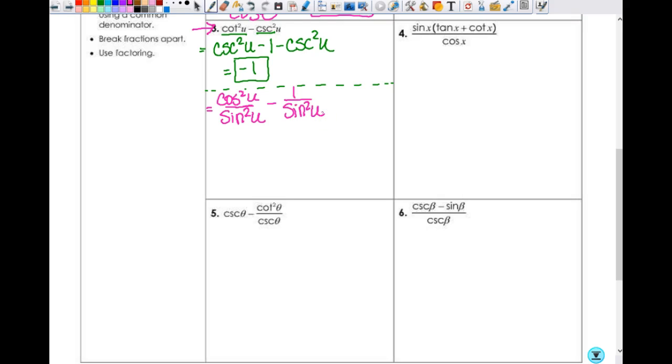Everybody good with that so far? Now, I have 2 fractions. They have a common denominator. That's good. I don't even have to get one. I can combine them together and get cosine squared u minus 1 over sine squared u. Everybody with me so far? So what is cosine squared u minus 1?